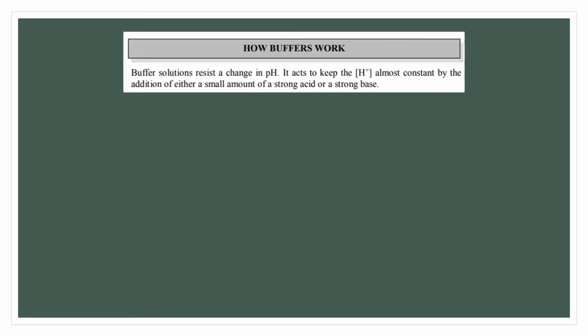Okay, next, on how buffers work. Okay, buffer solution dia akan resist a change in the pH when you add a small amount of H plus dengan juga OH minus. Sepatutnya kalau kita tambahkan H plus on the solution, dia akan jadi more acidic. More acidic tu maksudnya the pH will be lower. Ataupun kita tambah OH minus, the solution will be more basic and the pH will be higher lah. So how? Okay, buffer solution ni add to keep the H plus almost constant. So macam mana dia akan almost constant? Kita akan tengok explanation.